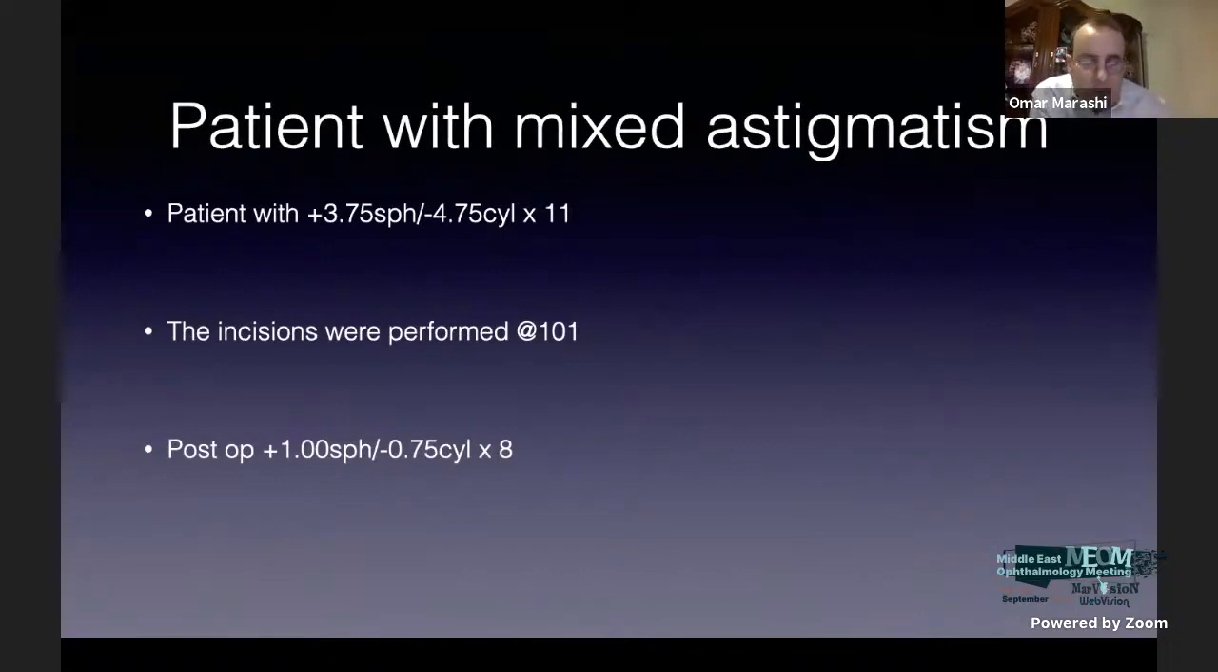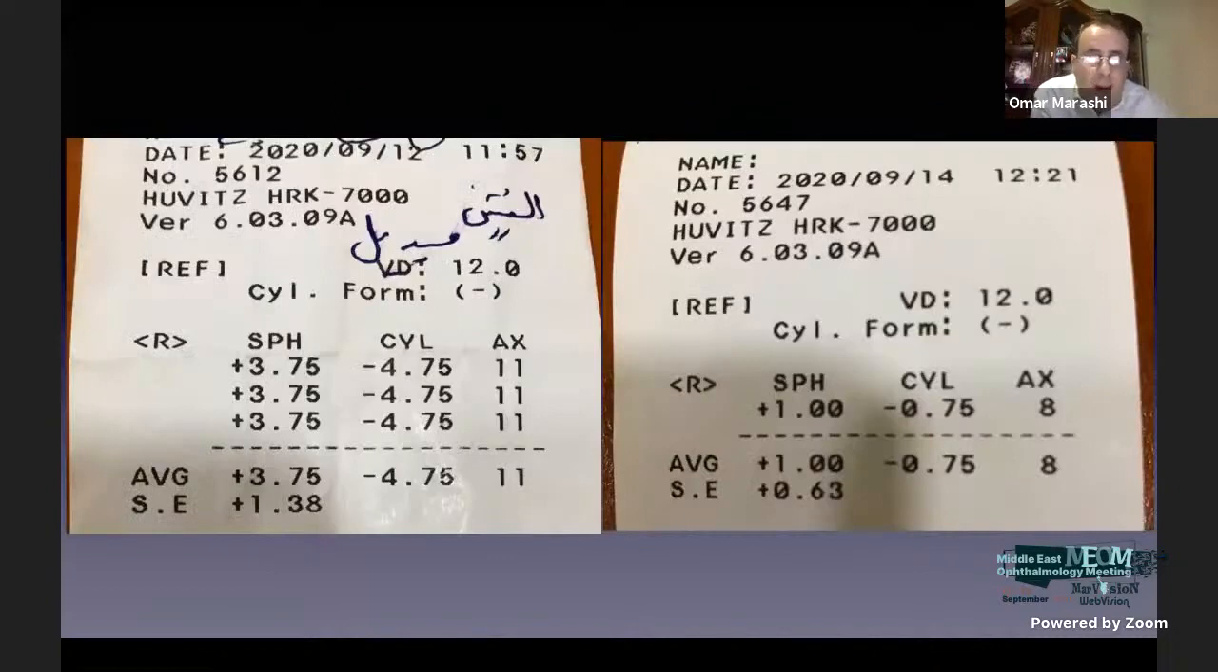Post-op, as you can see, he turned from plus 3.75 over minus 4.75 to plus 0.75 to plus 1 over minus 0.75. The patient's vision after 48 hours, you can see the dates up. After 48 hours, the vision was 20/20. The patient was extremely satisfied.